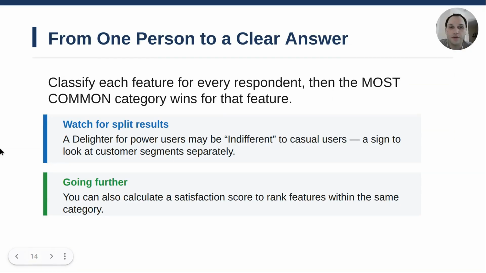One person's answers classify a feature for that one person. To get your real answer, you do this for everyone in the survey, then take the most common category for each feature. That's its classification. Keep an eye out for split results though. If a feature is a delighter for power users, but indifferent for casual users, that's a strong hint you should look at your customer segments separately. And if you want to go further, you can even calculate a satisfaction score to rank features within the same category.